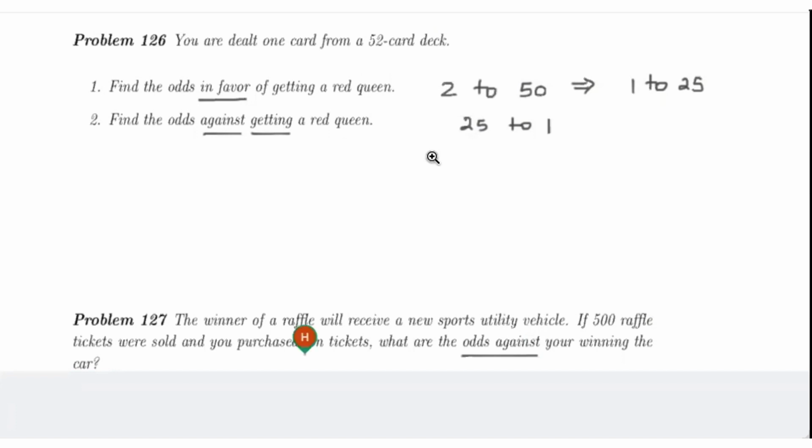So you have 10 tickets, okay? Against means not event to event. In this case, your event is winning or not winning. That's what it is, okay? So there are 10 ways to win. Total 500 tickets, you bought 10. All the others are against, 490. So the odds against are 49 to 1.